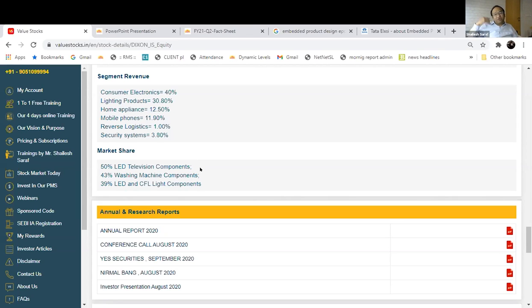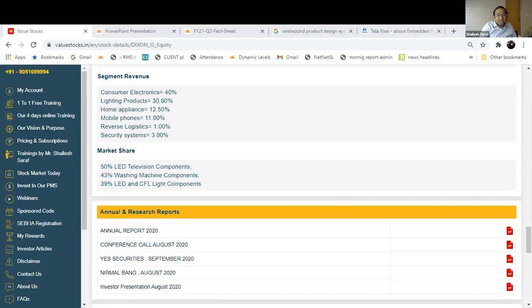सो आपको मालूम है जब तक वॉशिंग मशीन बिकेगी, टीवी और सब कंज्यूमर प्रोडक्ट्स हैं, एलईडी लाइट्स, करेक्ट? They are all LED lights, so they will also keep doing well. So this comes under consumer products. This is the consumer market. Okay, so LED, television component, washing machine, 39%. So this gives you a wonderful idea.